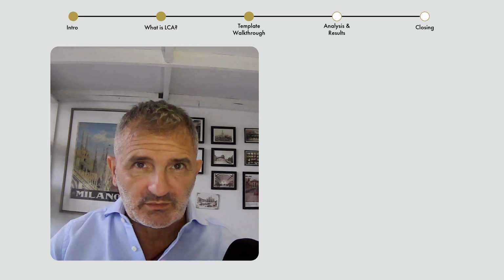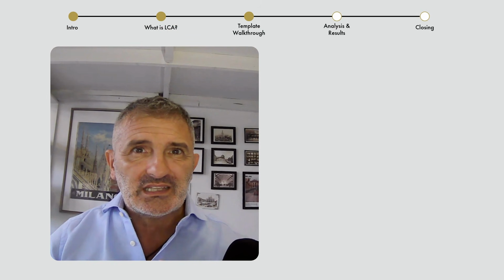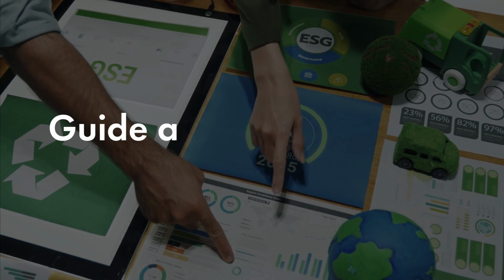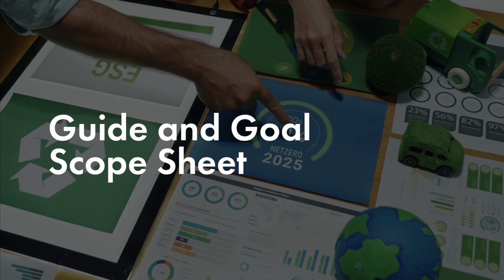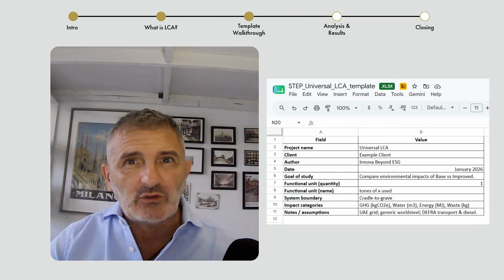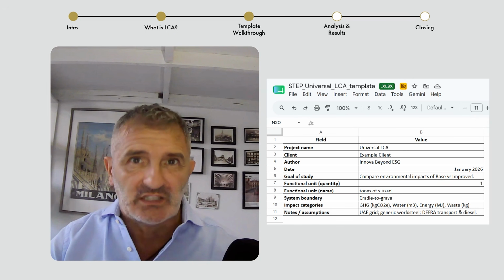Once you download the tool from step-esg.com, you will see several worksheets inside the Excel file. The main sections include guide, goal and scope, emission factor database, life cycle inventory, calculations, and results. And the nice thing is that the template follows the same flow as a real LCA study. The guide sheet is basically your roadmap for the template. It explains how the workbook works, what each section does, and how all the sheets connect together.